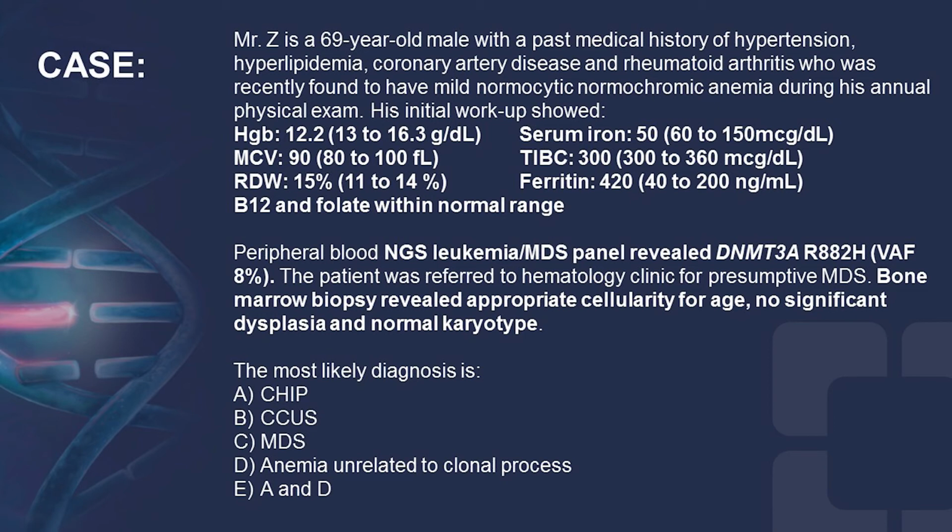And with the VAF of 8%, which suggests that you have only 16% of clonal cells, it's really hard to explain anemia by a minority of cells being mutated, while most of the hematopoiesis is coming from the normal marrow. So likely in this case, the patient has two processes going on. One is CHIP, and the second is anemia unrelated to clonal process, which is likely anemia of chronic inflammation.